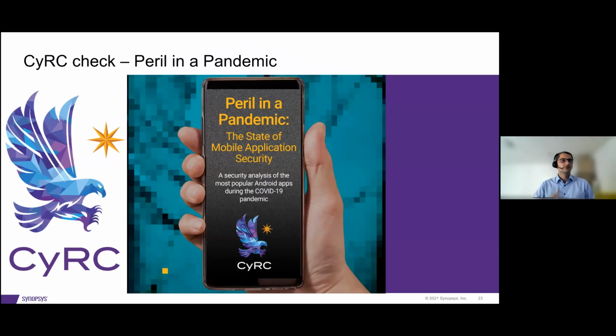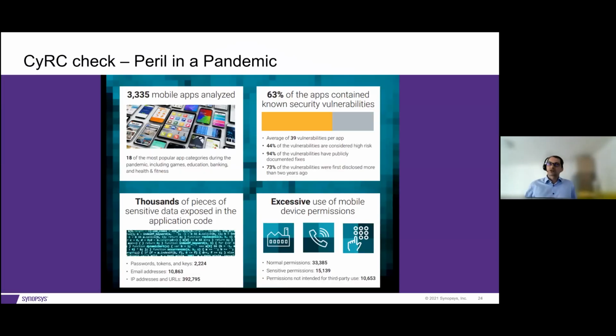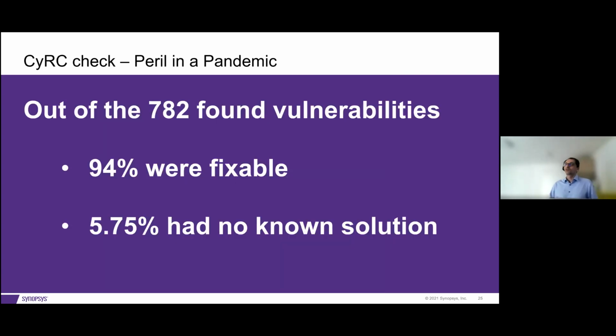So we at Synopsys, with our research team, we do also regular checks and researches. And in this research, we checked how do applications on app stores do, right? We took 3,300 and something applications, downloaded them from the App Store, and checked them with our binary scanner to see if there are any vulnerabilities. We saw that there are vulnerabilities, and what we saw even further is that out of the vulnerabilities found, 94% of them were even fixable.